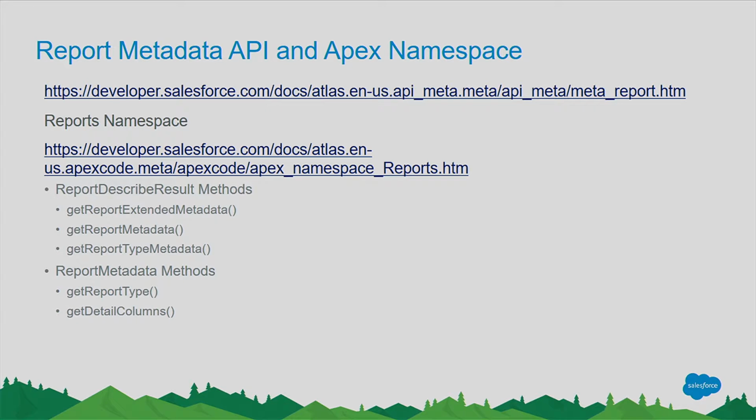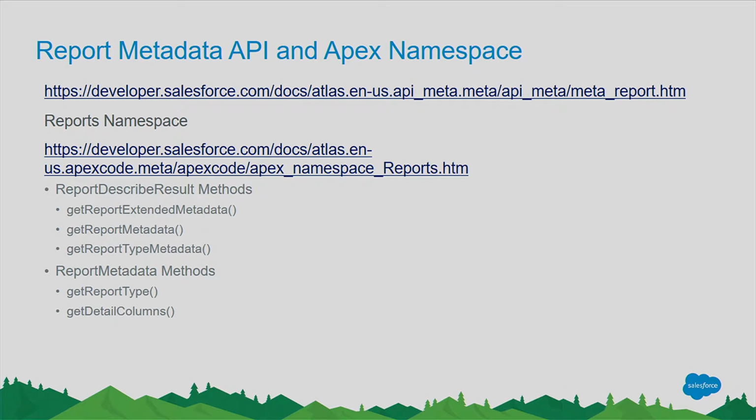I put some links here. Definitely worth checking out Salesforce documentation on this. These slides will be available after the presentation today. But what we're going to take a look at is the reports namespace in Apex. In that namespace, there's a couple different objects and methods that we'll leverage. The key object is called ReportDescribeResult. And the key methods that we're going to use are getReportMetadata. And then we can get detail columns from that metadata, and we can get filter values from that metadata.